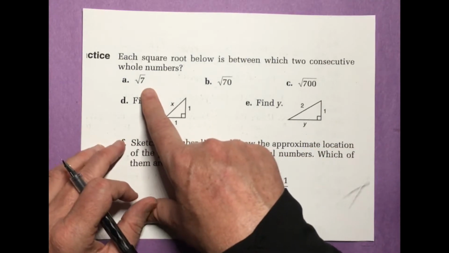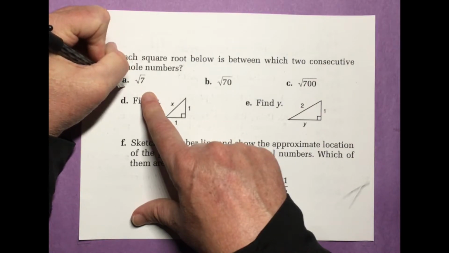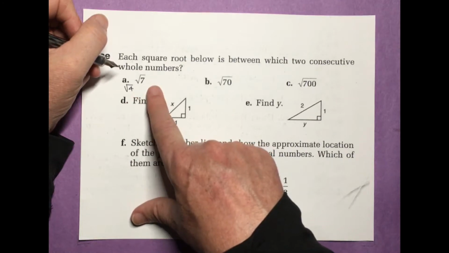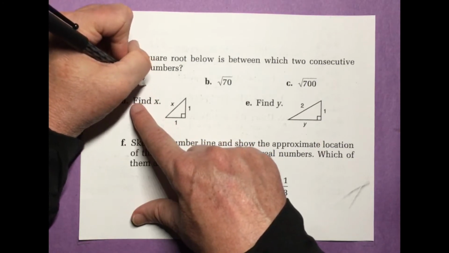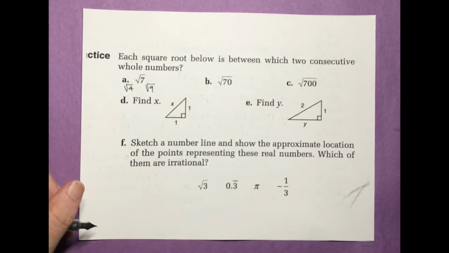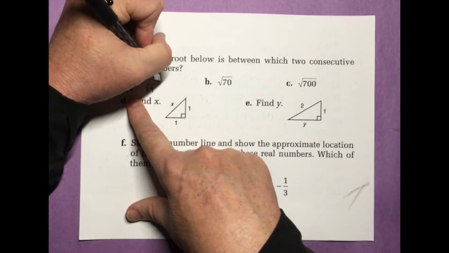Well, so I consider my perfect squares. Let's see, 4 is a perfect square. So that means the square root of 7 must be between the square root of 4 and the square root of 9. There we go. Okay, now we know what the square root of 4 is. The square root of 4 is 2.